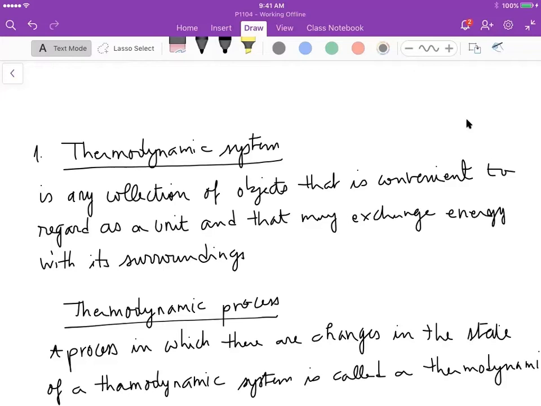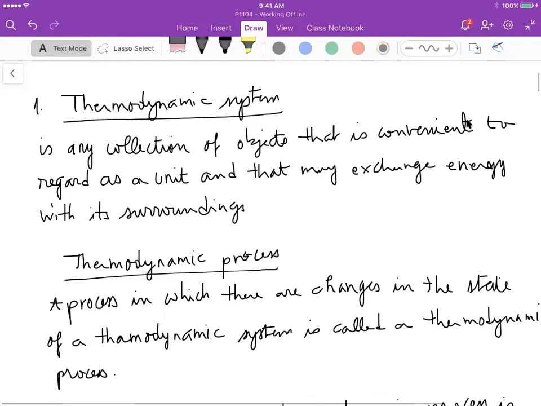And a side note, we describe the state of a given system using variables which we call the state variables, such as the pressure, the temperature, the volume, these kinds of variables. So this is the first ingredient that we need to define.